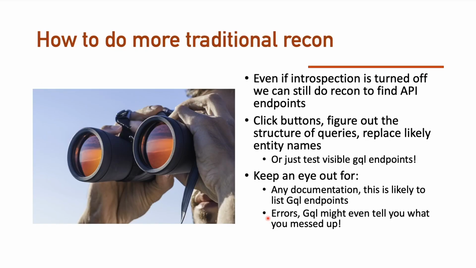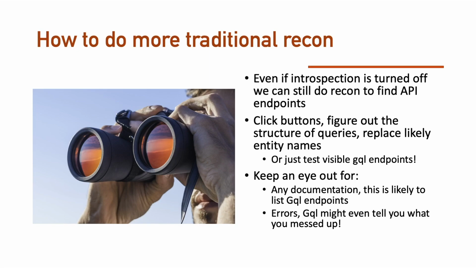But okay, if introspection has been disabled, what's our approach going to be? Well, we can just use traditional recon. At the end of the day, RESTful APIs don't have documentation included all the time, and sometimes you don't see everything. Click every button. Find out if there's a structure of query names or mutation names. Replace entity names. If you see user create, user update, user delete, well, maybe post create, post update, post delete also exist.